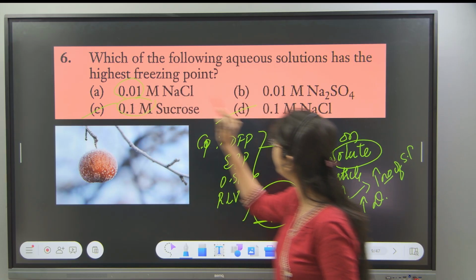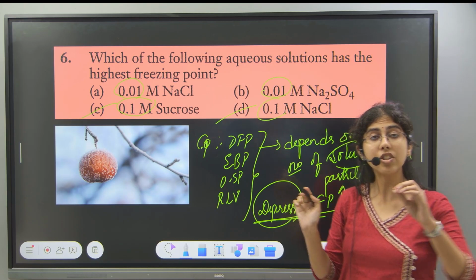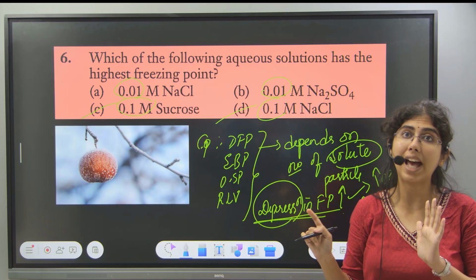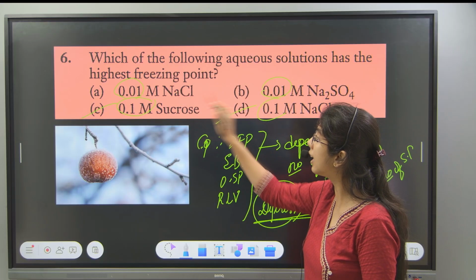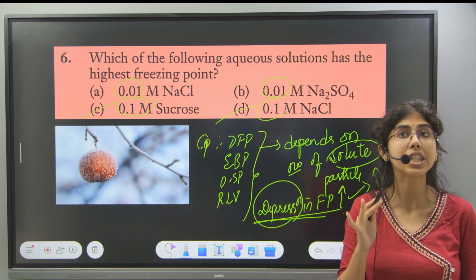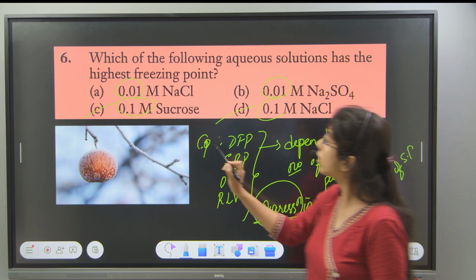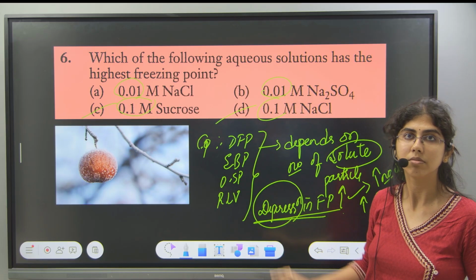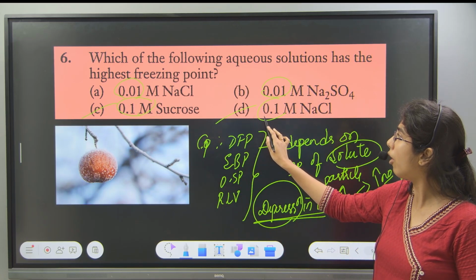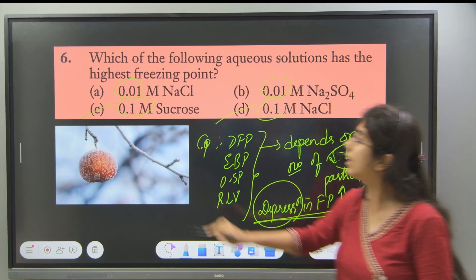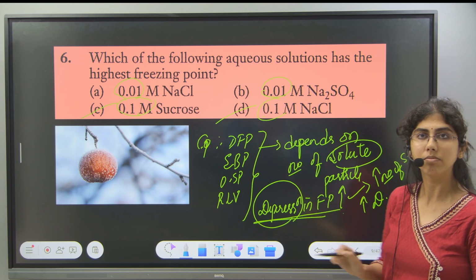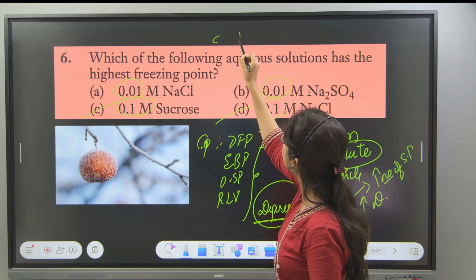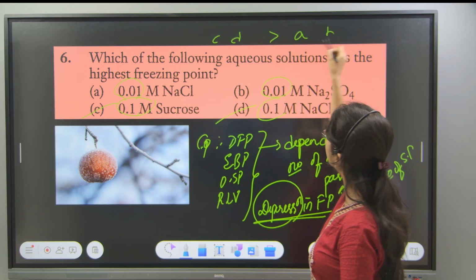Now, let us observe this. Here we have different molarity. In the questions I had given you earlier in the previous session, all four options had the same molarity. But over here we have a difference in molarity, that means a difference in concentration. Molarity is high in case of C and D, 0.1 and 0.1, and low in case of A and B.